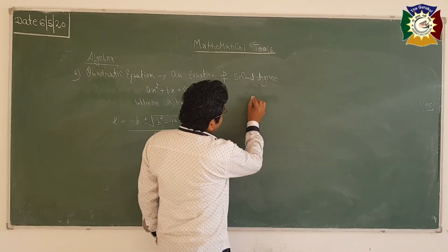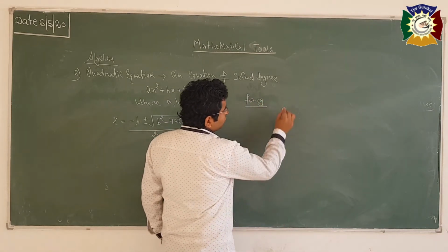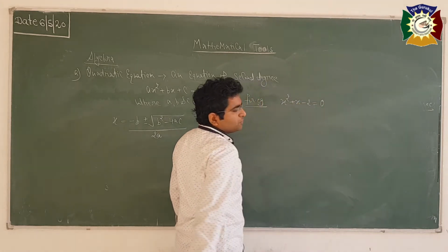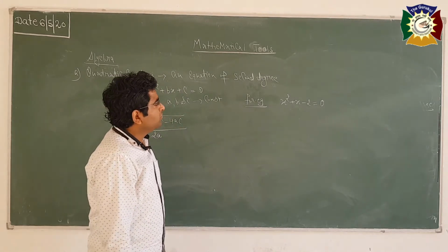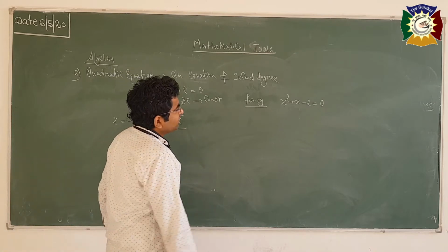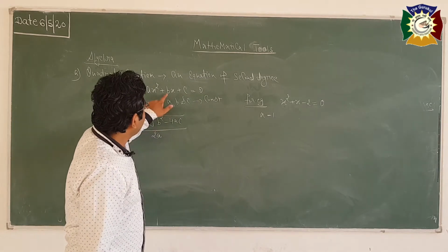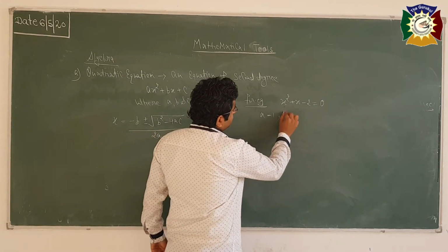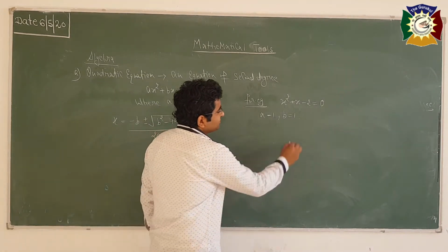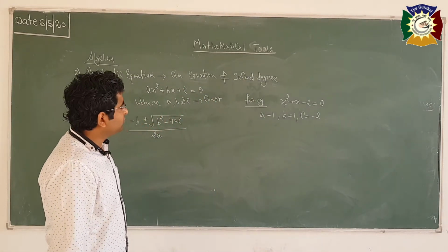For example, you have to find the roots of x square plus x minus 2 equal to 0. So if we compare this equation with our standard equation, you will find that the value of a is equal to 1, the value of b is equal to 1, the value of c is equal to minus 2. So now we have to find the roots of this equation.